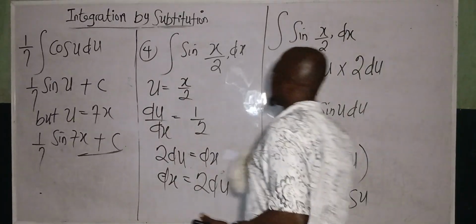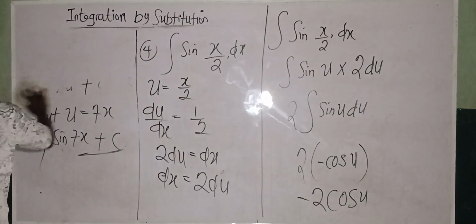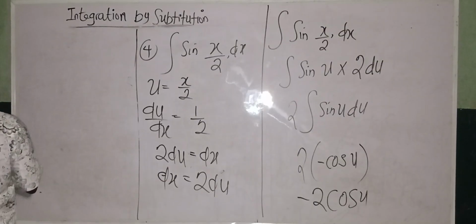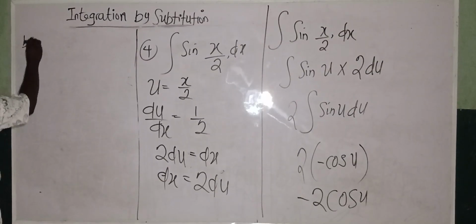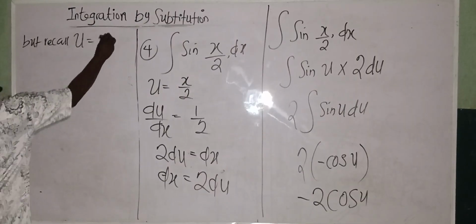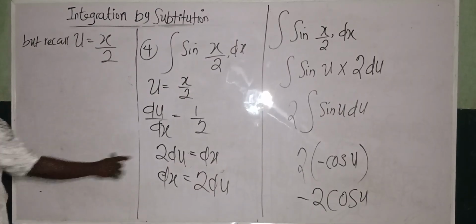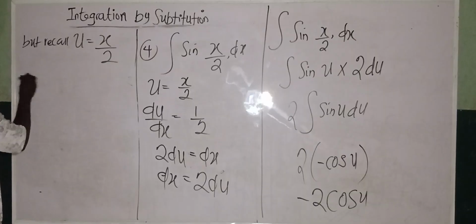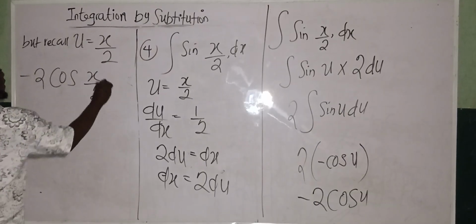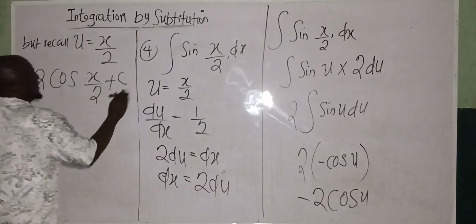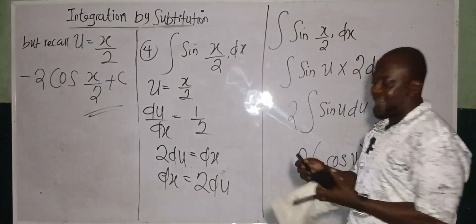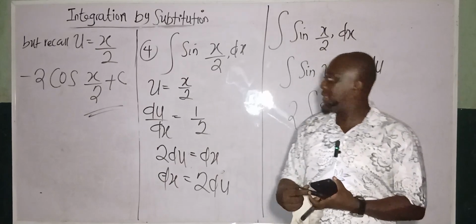But recall that we say our u becomes x over 2. So going back to this point, if I see u there, I will put x over 2, plus c. This is how you integrate this. It's very simple going further.